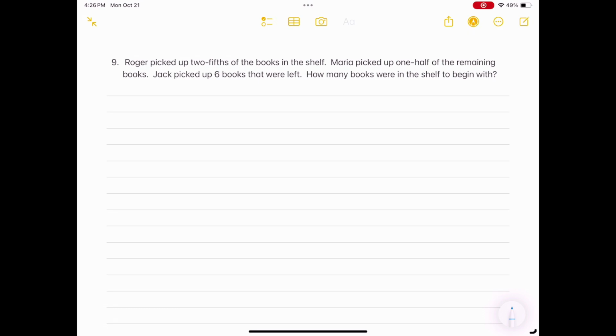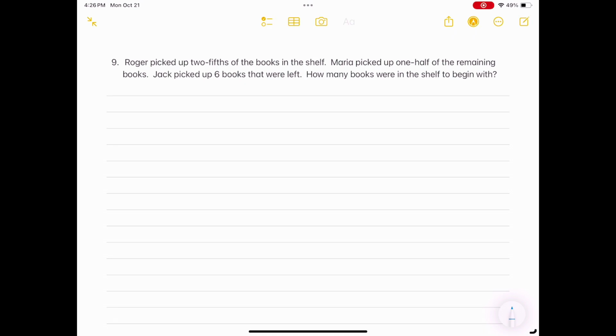Roger picked up 2/5 of the books in the shelf. Maria picked up 1/2 of the remaining books. Jack picked up 6 books that were left. How many books were in the shelf to begin with? So there's a lot going on in this problem, a very juicy problem.